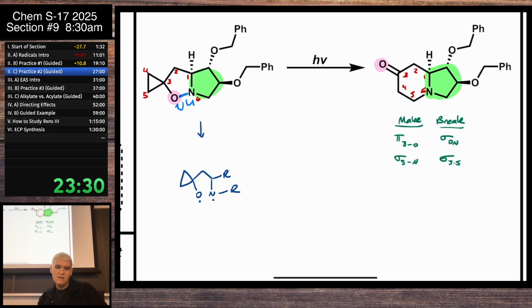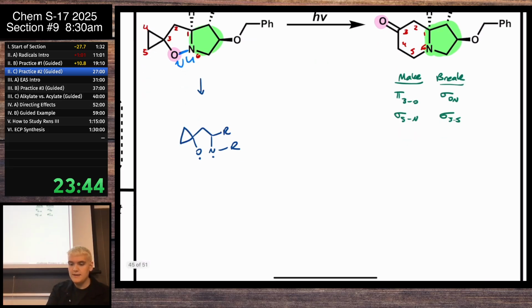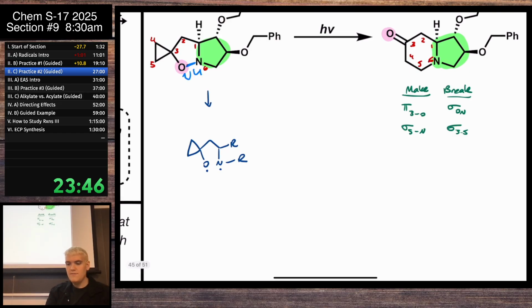Any sneaky hydrogens or anything? On 3? No. No, I think this is it. So with this in mind, let's do it. We did our first step of homolyzing. We broke the ON bond. So now we have radicals on nitrogen and on oxygen.